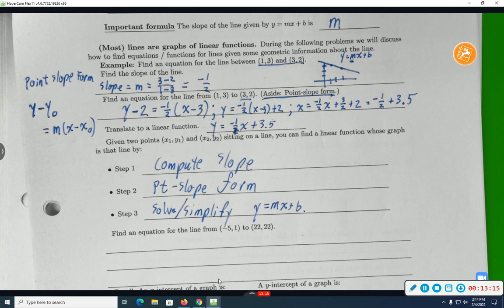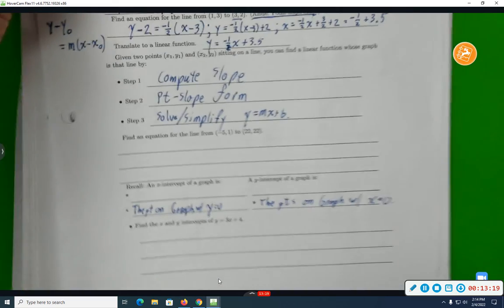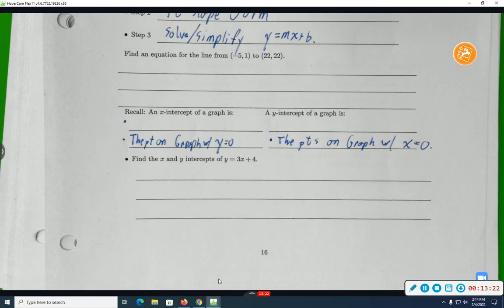So, let's combine those two. Oh, I'm not on the... You guys let me get away with that for quite a while.